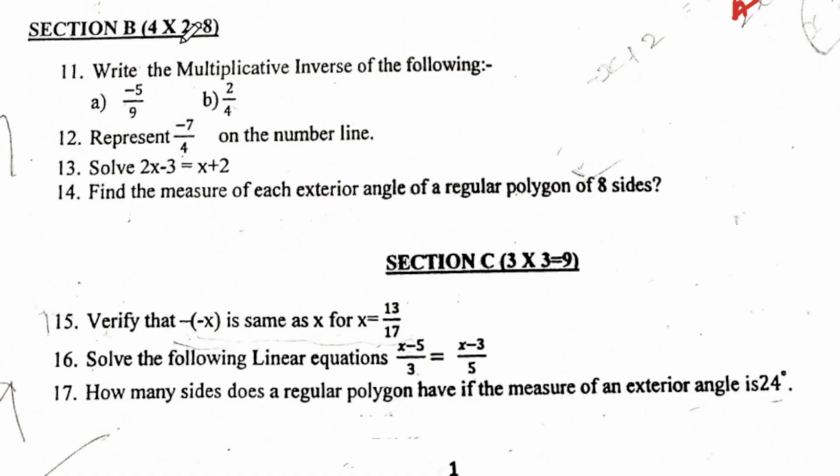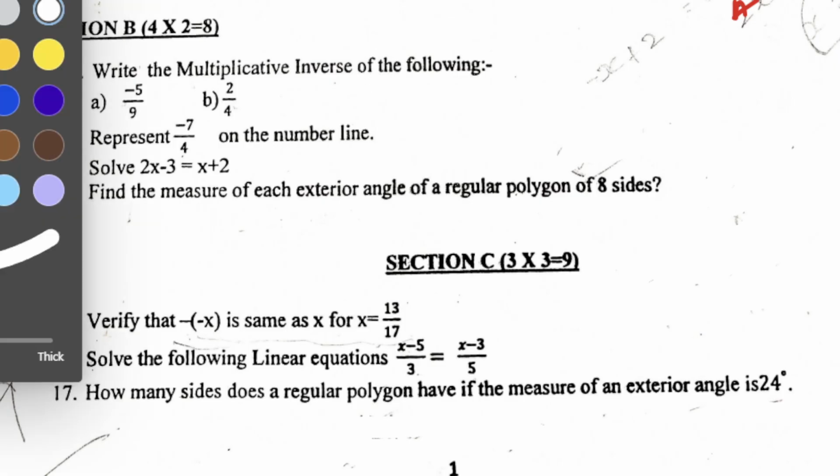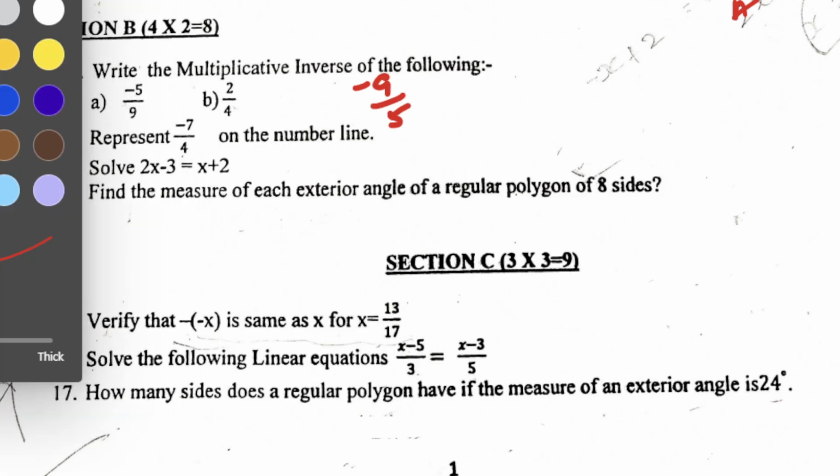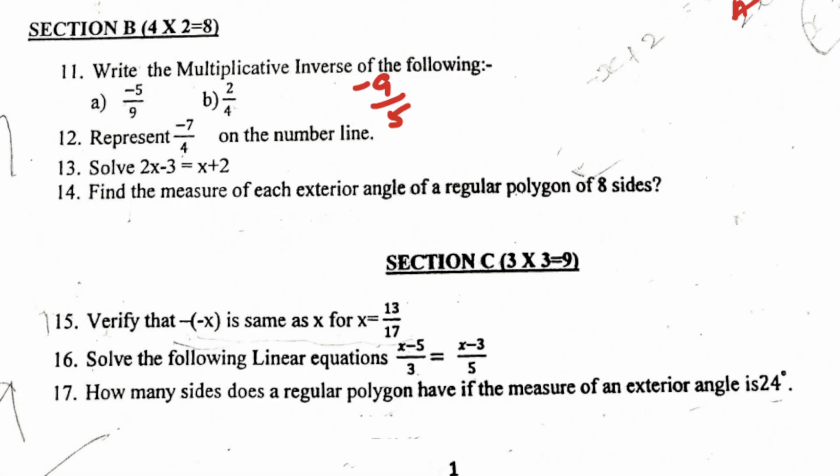First one, write the multiplicative inverse of the following. So it is very easy. The multiplicative inverse of minus 5 by 9 is minus 9 by 5. And the next one, 2 by 4 is 4 by 2.